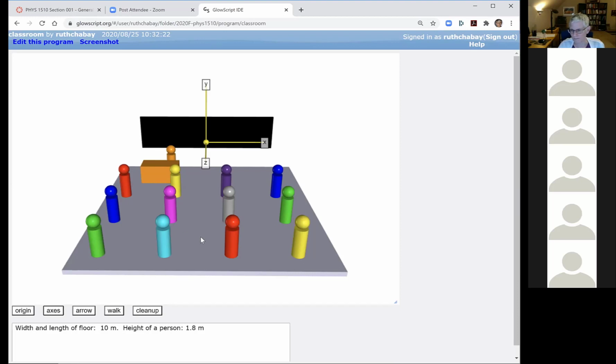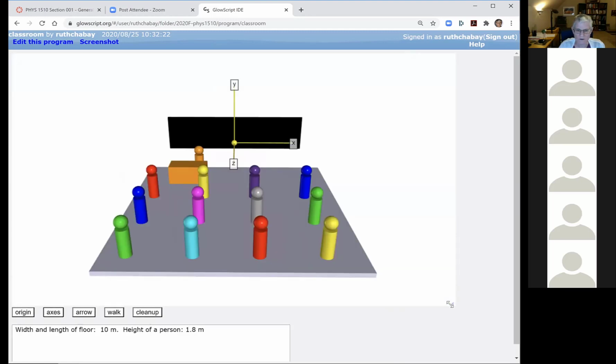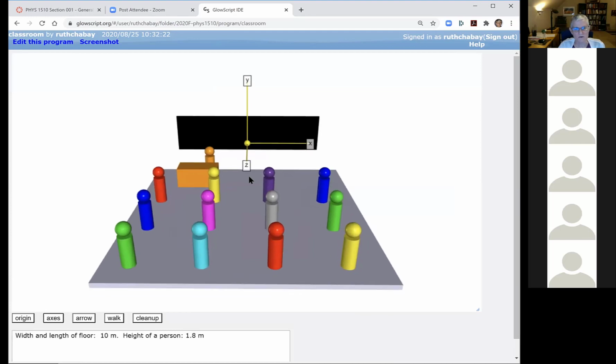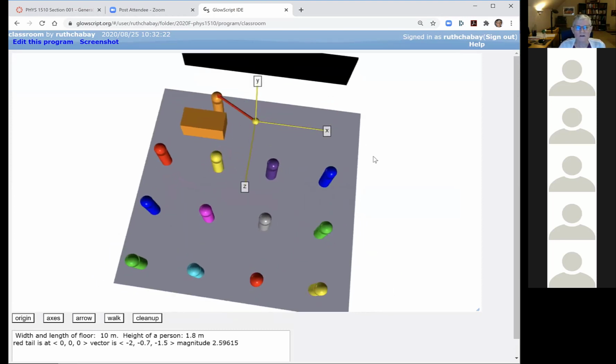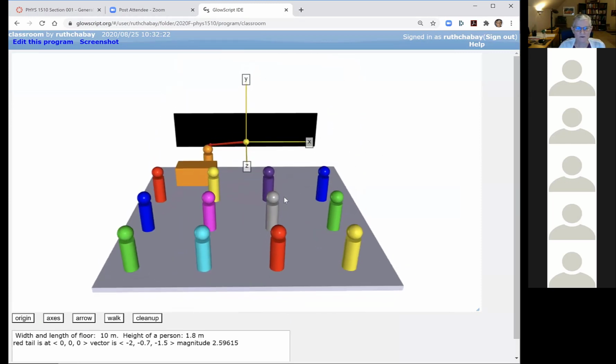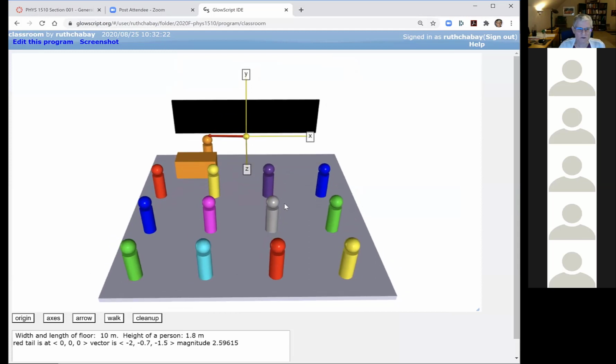So let's make that a little bigger here. Let's see if we can draw some arrows representing vectors, position vectors here. Let's draw an arrow that starts at the origin and goes to this orange instructor here. Okay, so here's our arrow going from the origin to the instructor. I picked the tops of people's heads as the location because that way we could see the tips of the arrows.